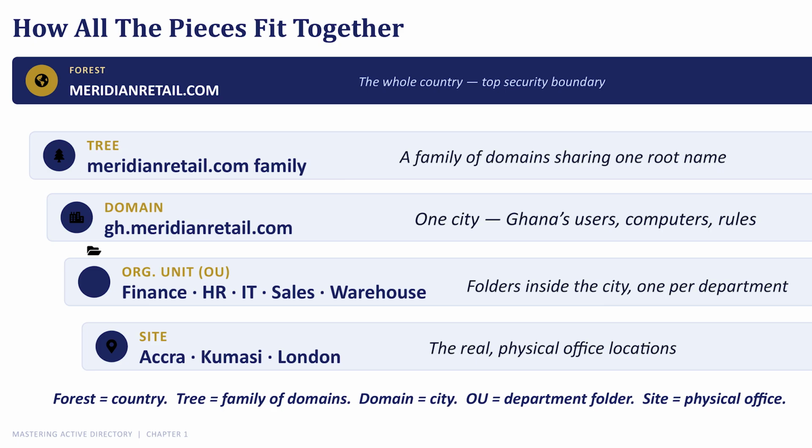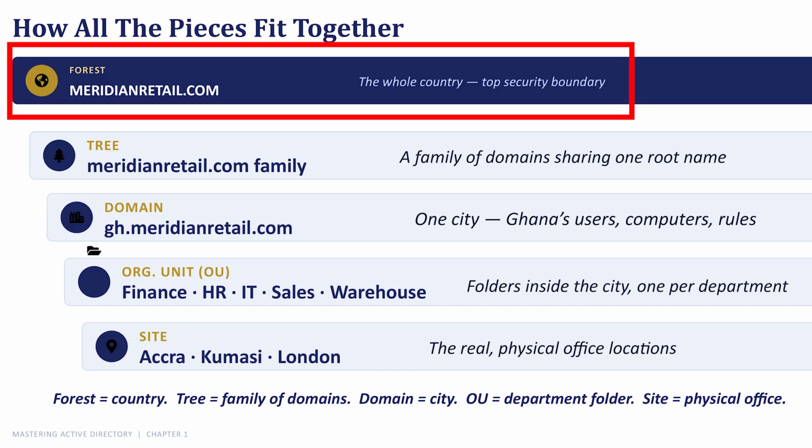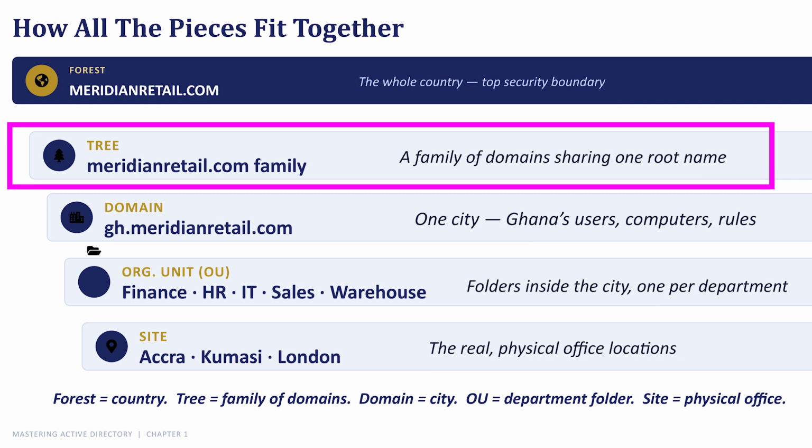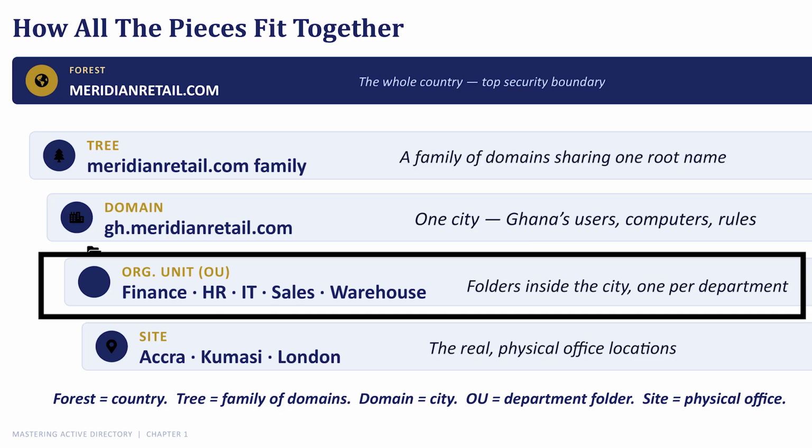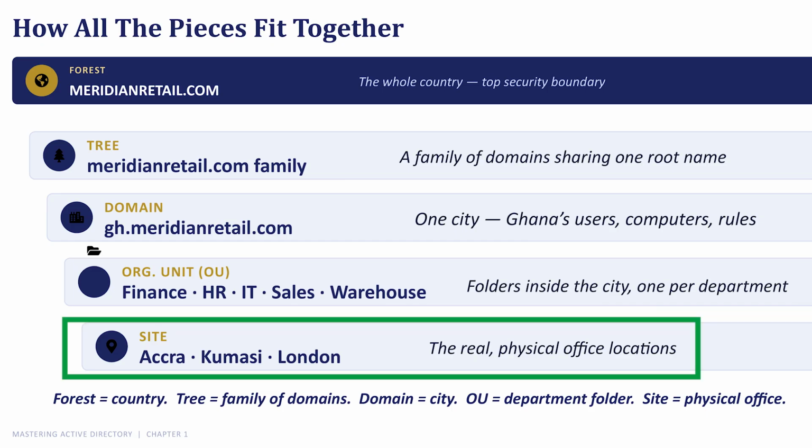Now, family, this is our structure recap. This slide brings everything together. Look at it from top to bottom. Forest, which is meridianretail.com, the whole country, the top security boundary. The tree, which is the Meridian family of related domains, and the domain like gh.meridianretail.com, one logical environment containing Ghana users, computers, and rules. Organizational units: we have finance, HR, IT, sales, warehouse. These are logical folders for organizing objects. Now we have the sites, which are Accra, Kumasi, London. These are the physical office locations.